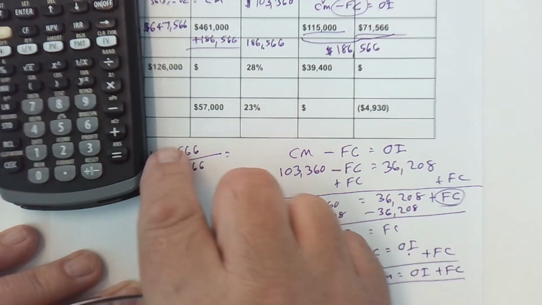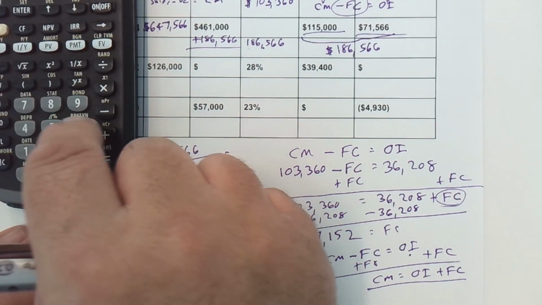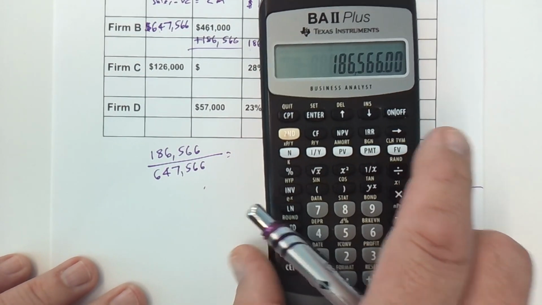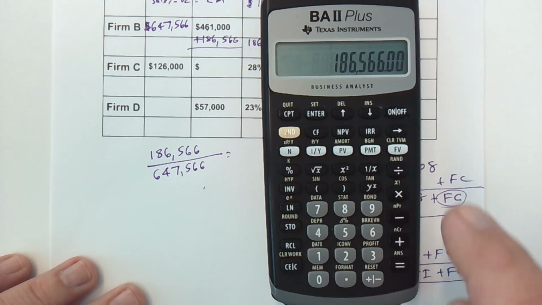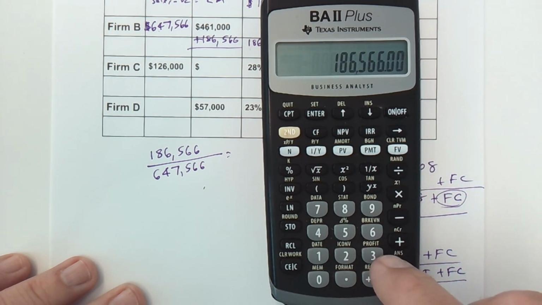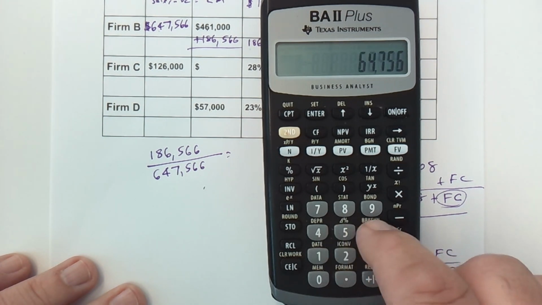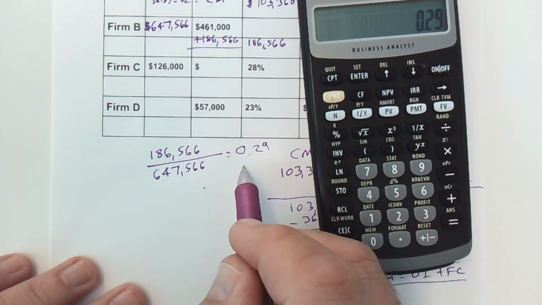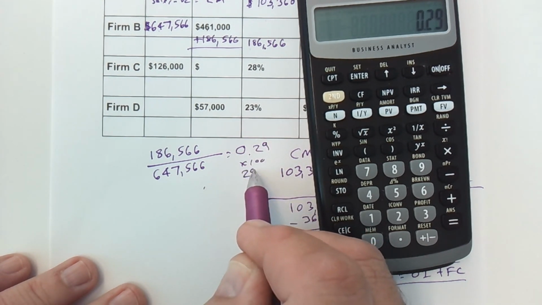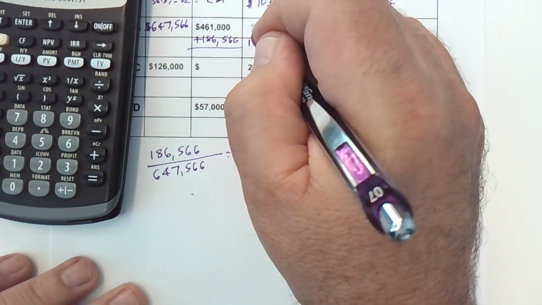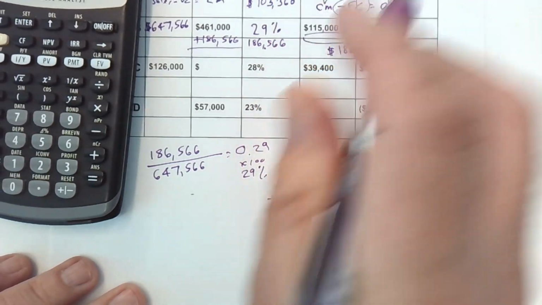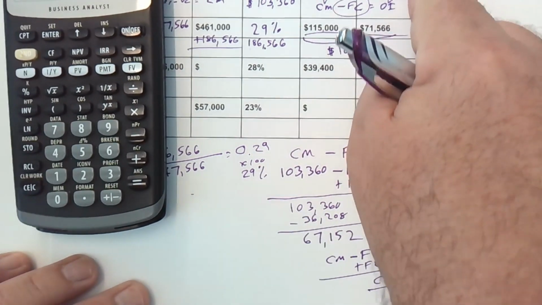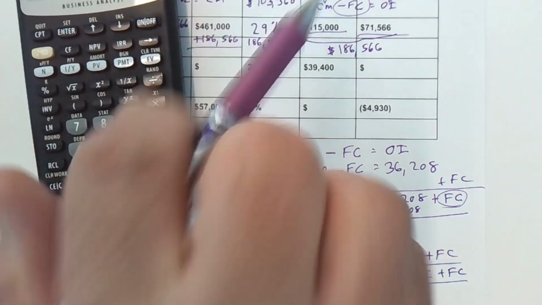So let's clear this out. I've got 186,566. That's my contribution margin. I divide it by the amount of sales, 647,566. That gives us a contribution margin ratio of 0.29, which I'm going to multiply by 100 to get 29%. If you don't remember how to convert decimals to percentages, I've got a video linked up here in the corner to refresh your recollection on that.